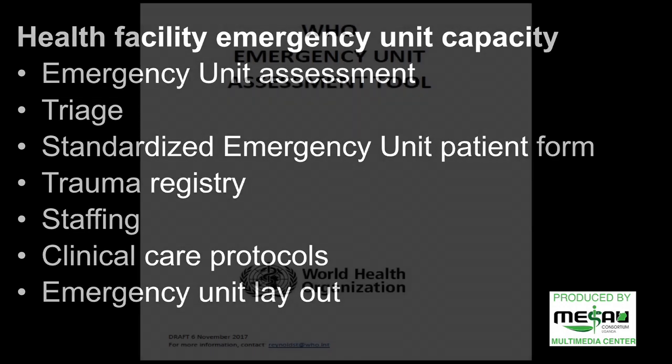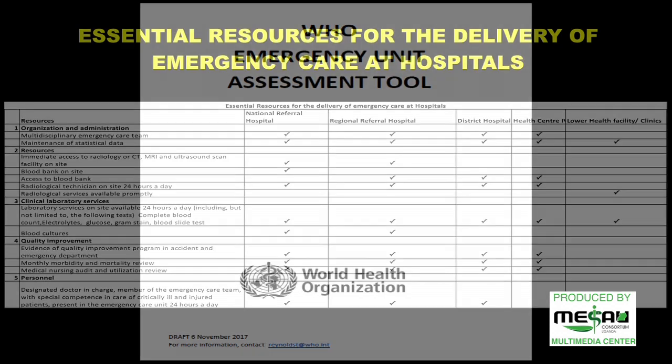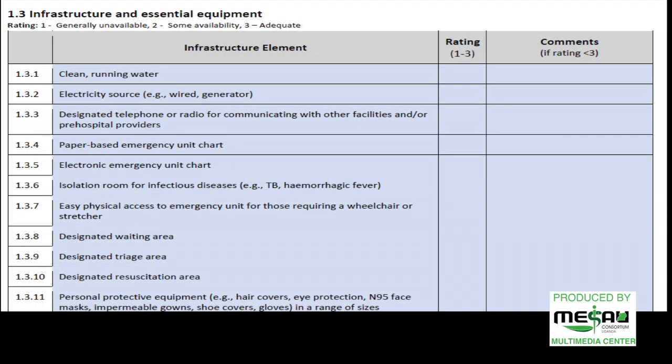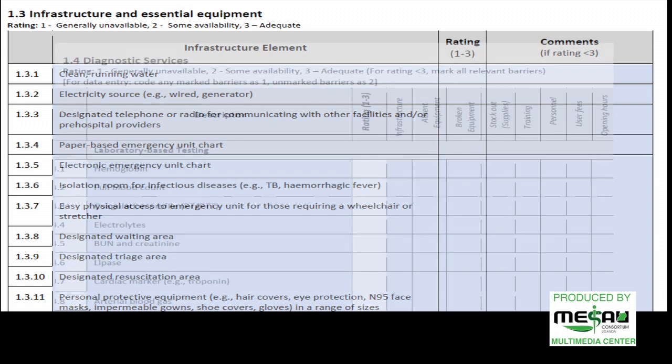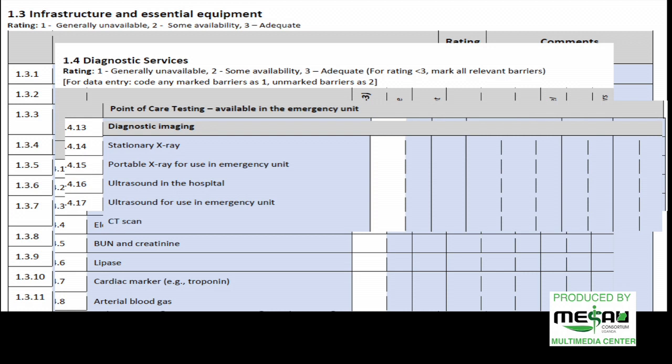So luckily there's a WHO assessment tool that hospitals can use to assess their internal capacity for their emergency areas. As well, there's certain guidelines on how to introduce specifications at the hospital level. So assessments can look at infrastructure, they can look at diagnostics, as well as look at point of care resources, and finally human resources.